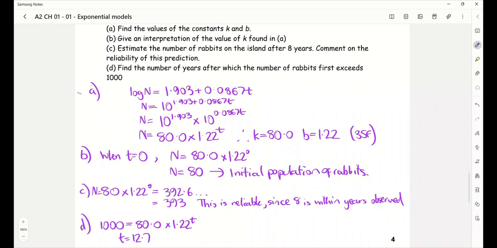Look back at the question to see whether we need to round up or down. Sometimes we would have to truncate. But this one says the number of years after which the number of rabbits first exceeds 1,000. So we can say, therefore, 13 years.